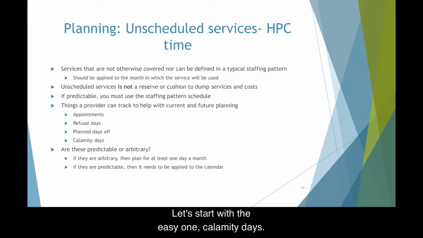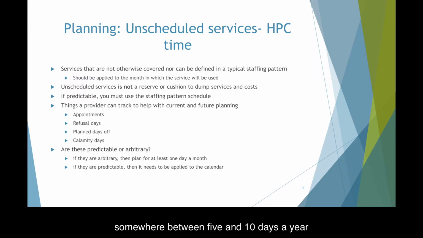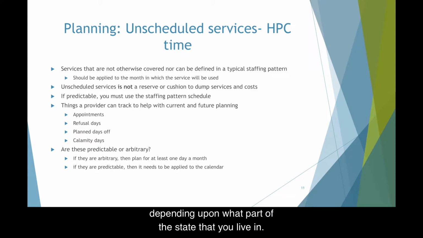Let's start with the easy one. Calamity days. We all know they're going to happen. We live in Ohio. We know it could be 5 days a year. We know it could be, as it was 5 or 6 years ago, 22 days a year, which is typically an anomaly, but for the most part, it's going to be somewhere between 5 and 10 days a year, depending upon what part of the state that you live in.